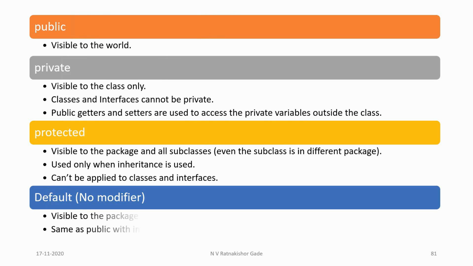Finally, when there is no modifier specified, that comes under default. The visibility of the default member is the package itself. So we can consider the default access modifier as a public in its own package. Here one more point I want to cover. Private and protected access modifiers cannot be applicable for classes as well as interfaces. Those are applicable only for members of the classes or interfaces.